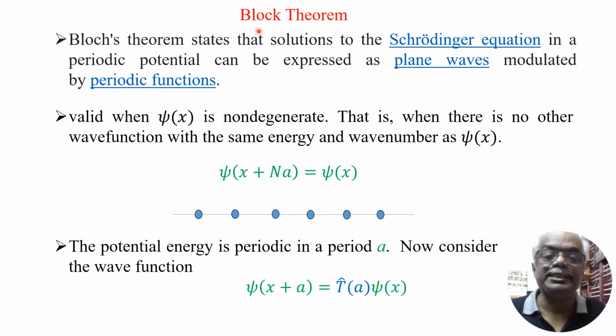One of the applications of a translational operator is Bloch theorem. The Bloch theorem states that the solution to the Schrodinger equation in a periodic potential can be expressed in plane waves modulated by a periodic function. We are going to see the proof of this. This is valid when psi of x is non-degenerate, that is, when there is no other wave function with the same energy or wave number as psi of x.